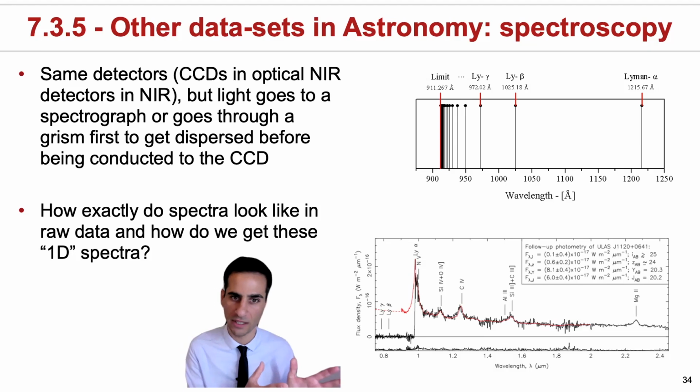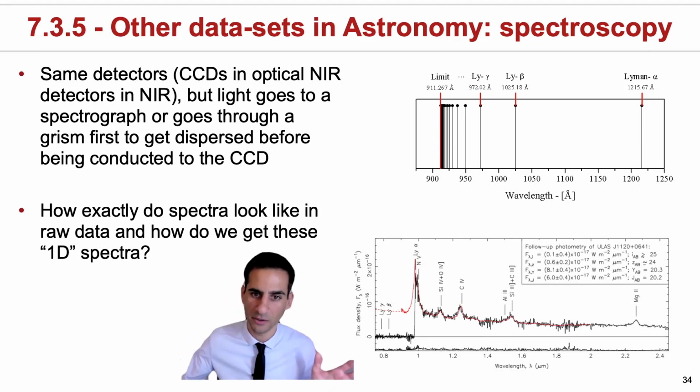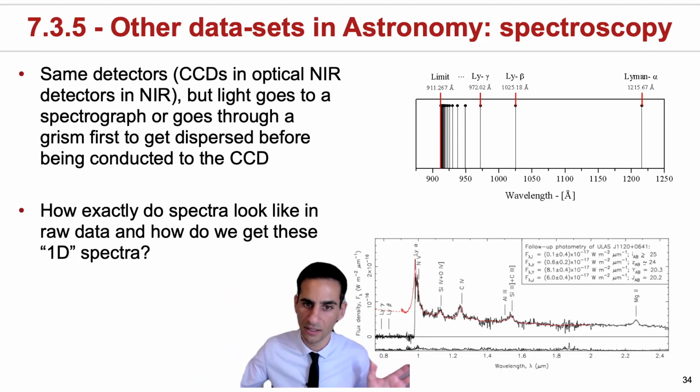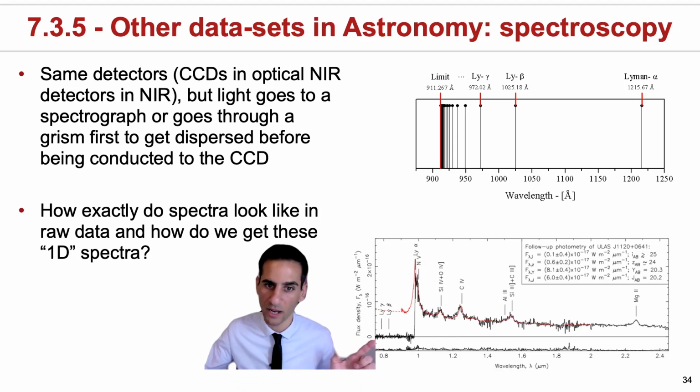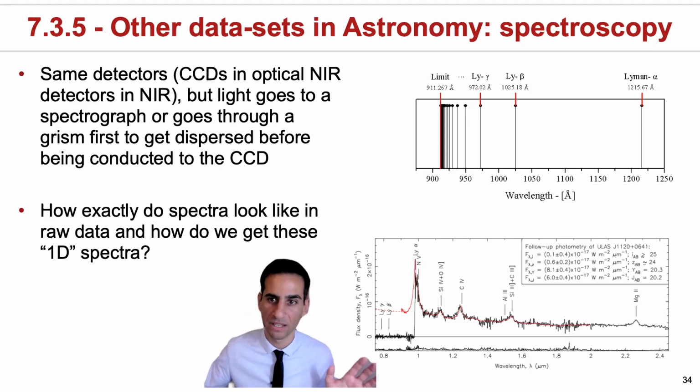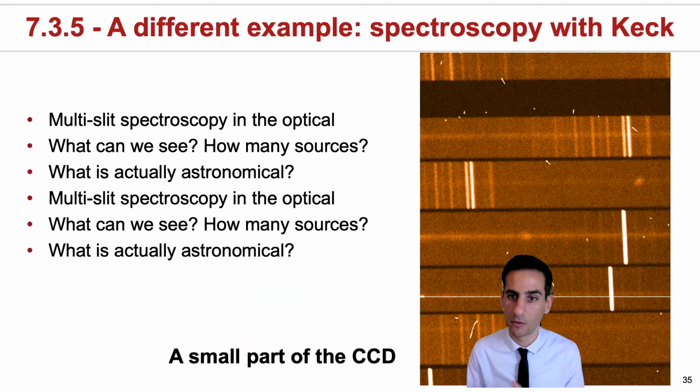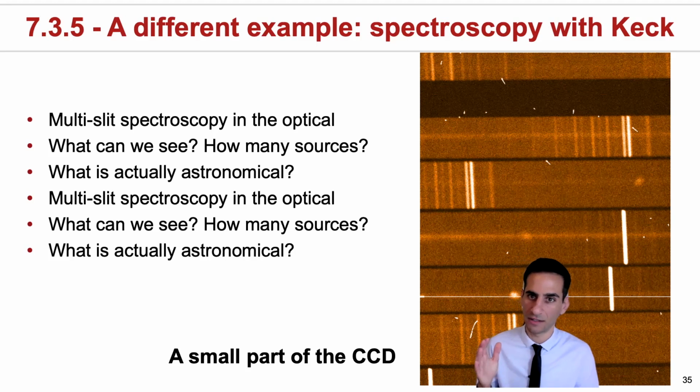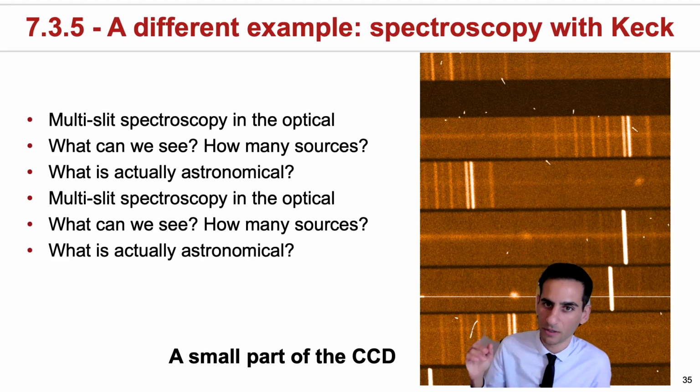An important thing to realize is that even though you might be familiar with spectra that look like this, where you can see wavelength on the x-axis and flux density on the y-axis, the reality is that the raw data will look very, very different. This is data after it's been fully processed and extracted. Real spectroscopy data on a CCD will actually look much more like this.